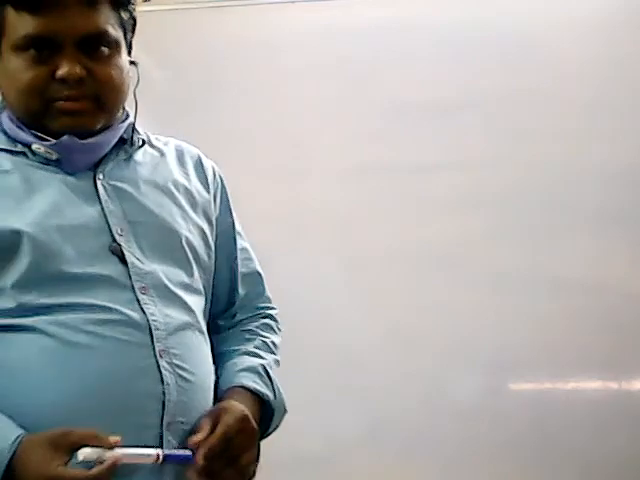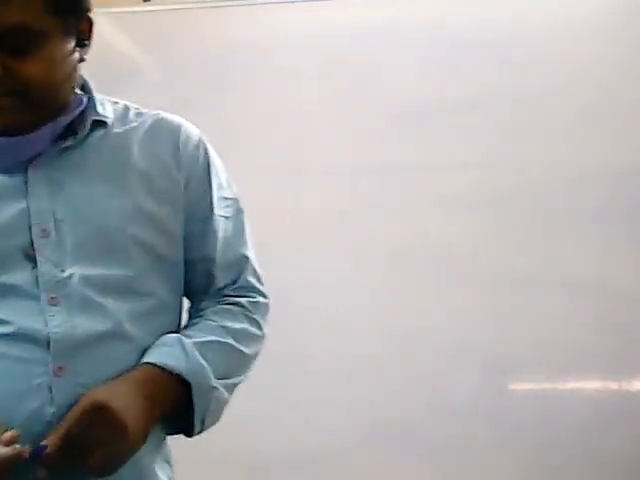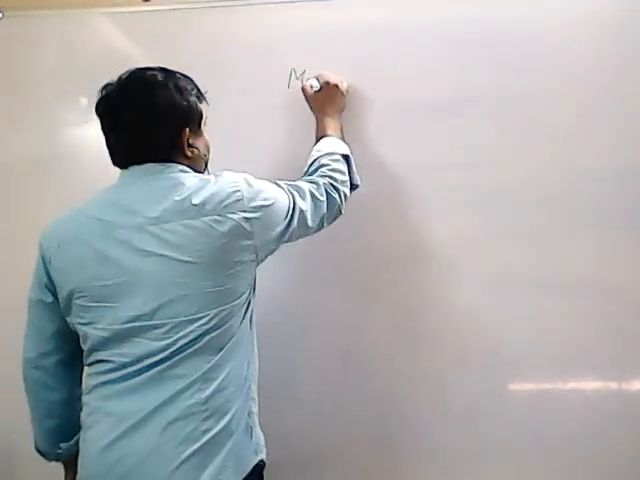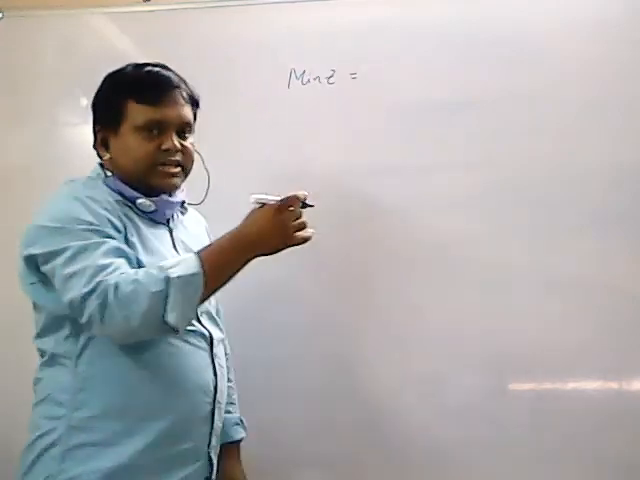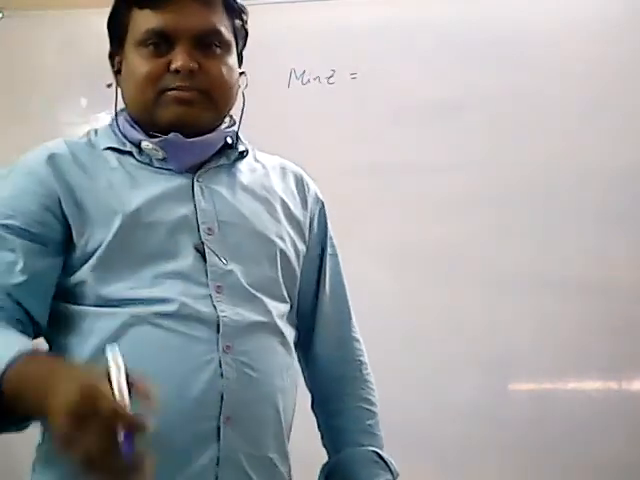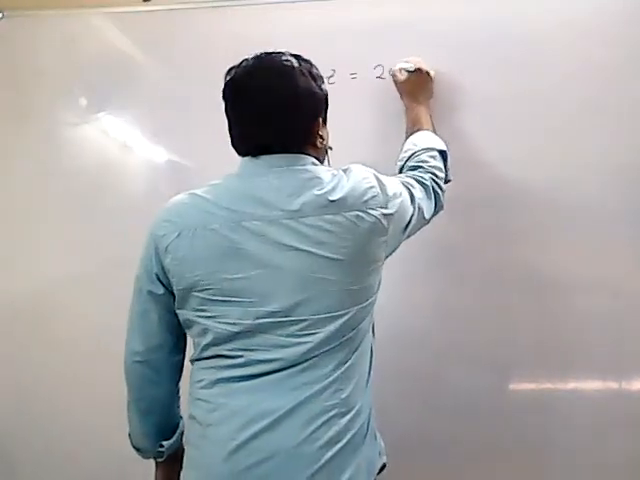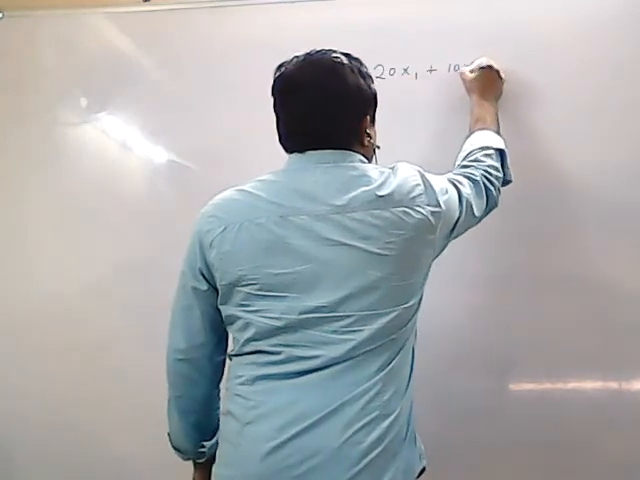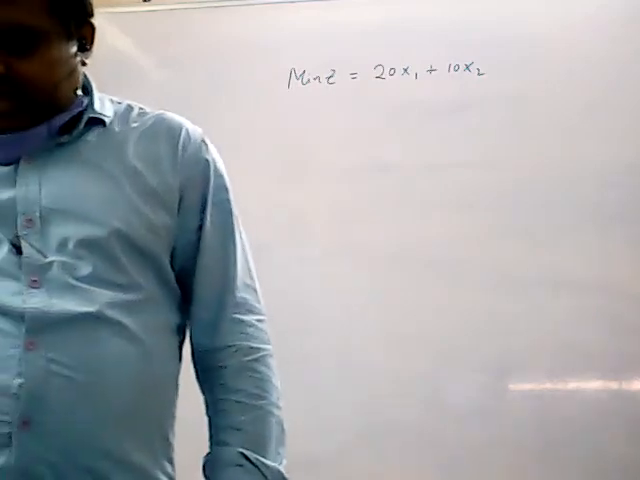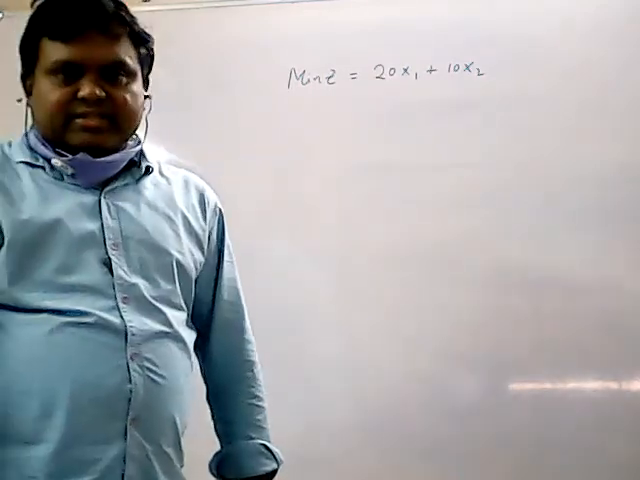So first I will dictate the problem, write down the problem: solve the following LPP by using the graphical method. In this problem, the objective function is given as minimum. You may get a minimum problem or a maximum problem, no problem; mixed means you may get either a maximum or minimum. So minimize z equal to 20x1 plus 10x2. And now write down the subject to the constraints.